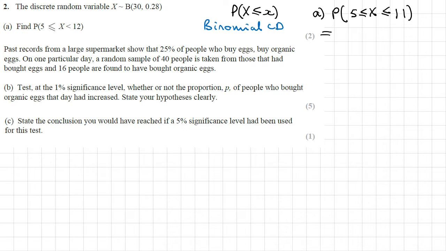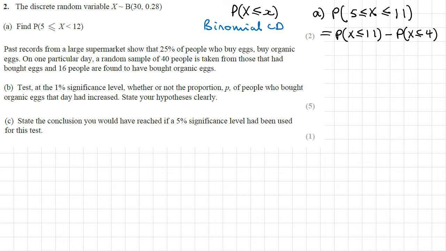Now I can write this as the probability of x up to 11, and then I want to subtract the probabilities that I don't want. So basically you can think of this, it's the probability of 5, 6, 7, 8, 9, 10 and 11. We're not going to calculate them separately. The probabilities up to 11, and what probabilities don't I want? I don't want the probabilities up to 4. So this is the calculation we're going to do.